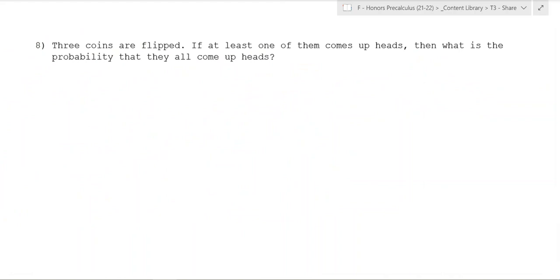So now let's go to the tried and true flipping coins. 3 coins are flipped. If at least one of them comes up heads, then what is the probability that they all come up heads? So what you can do here is another case. This is another case of listing out all the ways to play this. So let's just list them out.